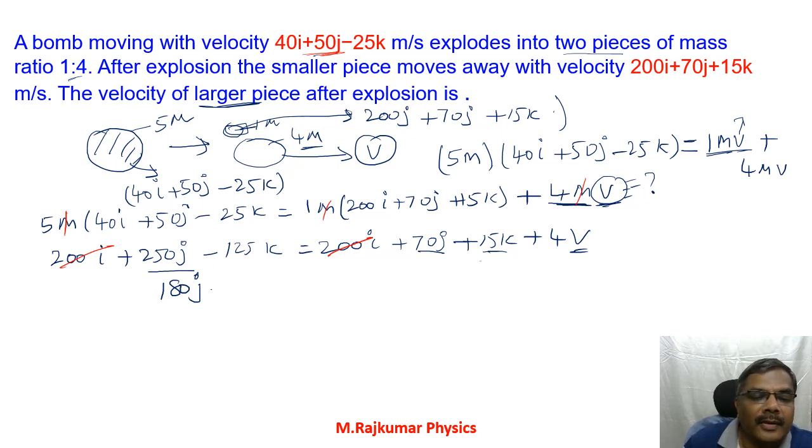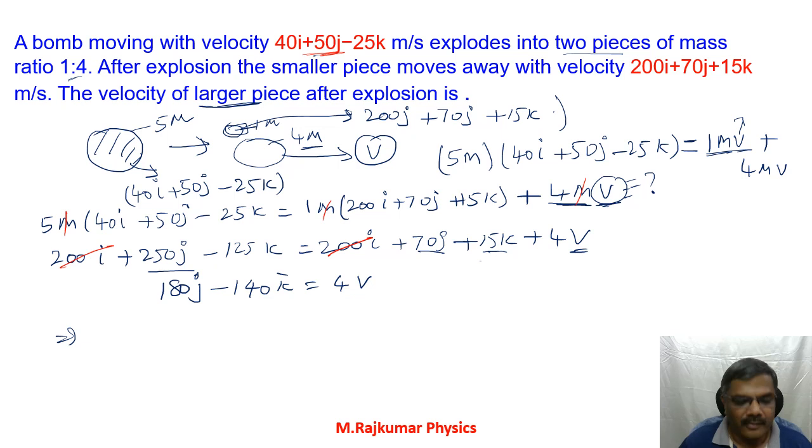Okay, so minus 15 minus 125 will be 145k. So this will be equal to 4v, and this implies I can easily find out the value of v here. So v will be the velocity of the larger piece, that is the 4m mass.